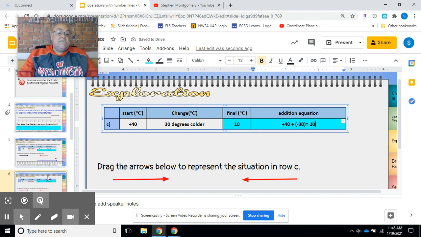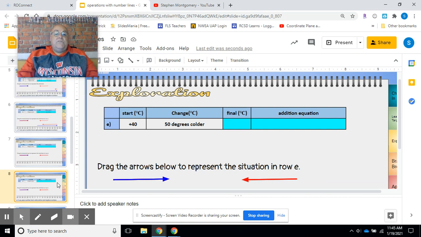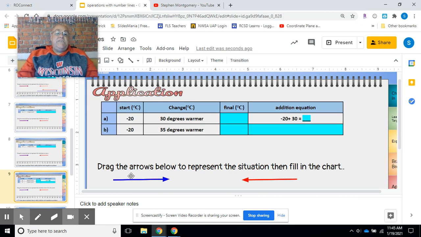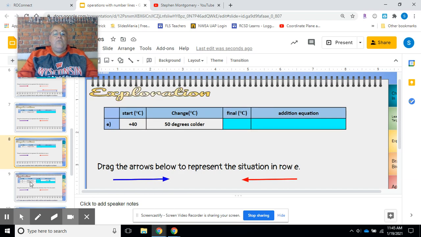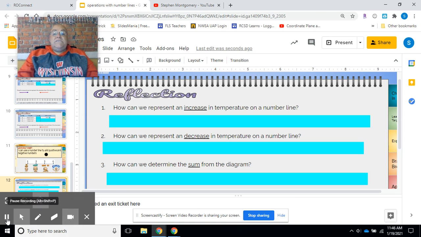The remaining slides are essentially all the same as these, so you can do the 40 degrees colder. One note: when you get into slides 9 and 10, if it starts negative, you've got to start with a red arrow. So if your temperature start is negative, you've got to use a red arrow to start. But then again, it's still going to follow the same format. Fill these out, and then all that's left will be slide 12, where you just reflect on what the process was that you did. Otherwise, if you have any questions, send a message through chat, and we will take a look at it.